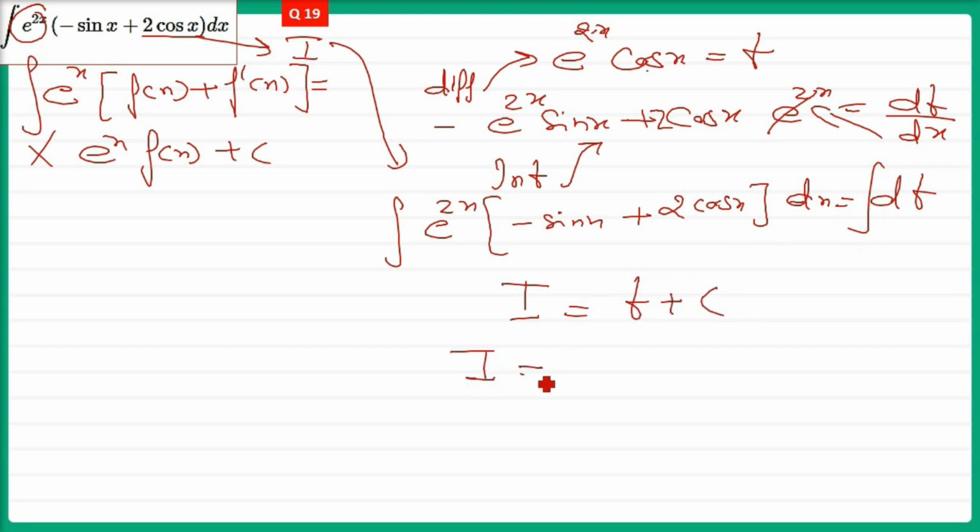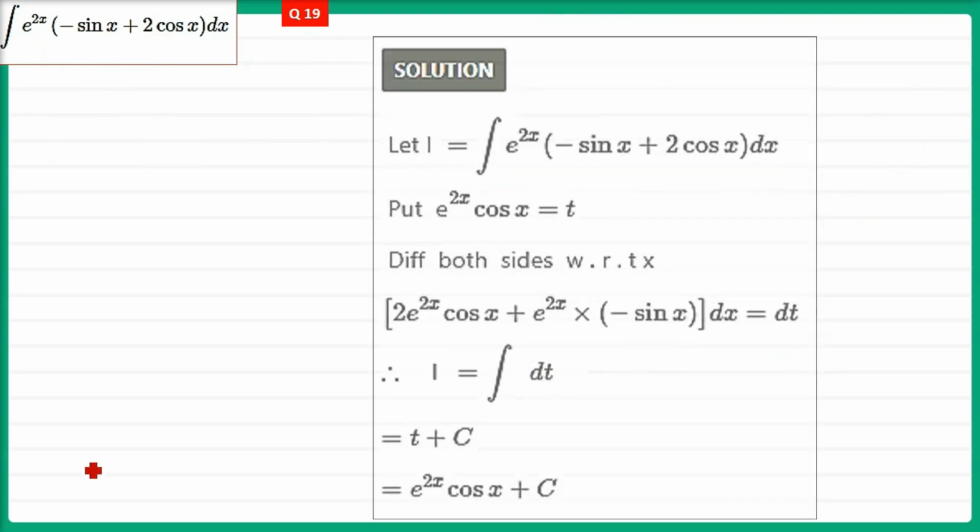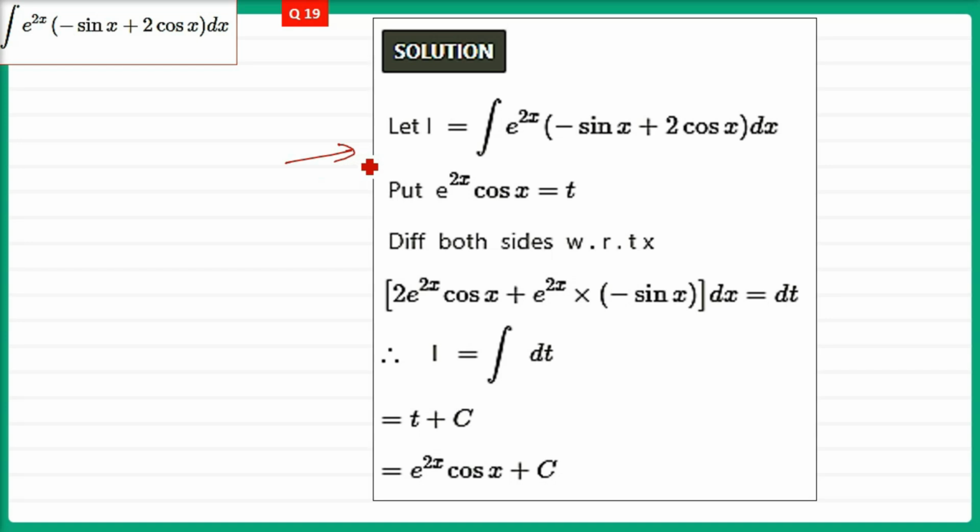So what is t? e raised 2x cos x. So I is e raised 2x cos x plus constant of integration. You can apply this formula whenever we have e raised x kind of thing, but there are certain points where you have to adopt a different strategy. The strategy which I told you is presented here also. You can follow this while writing and you can just practice it.